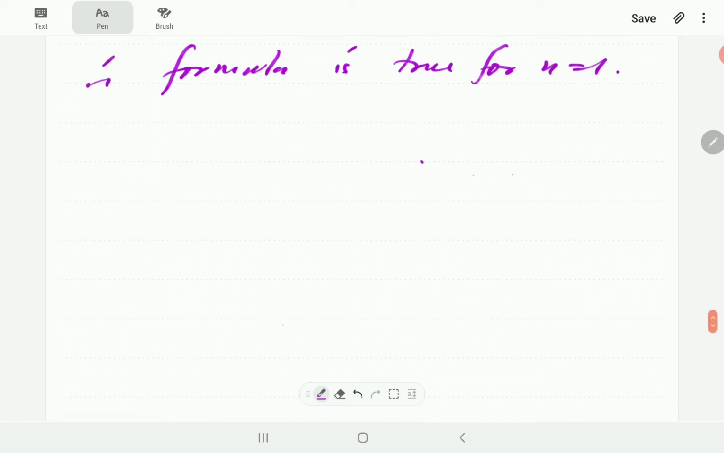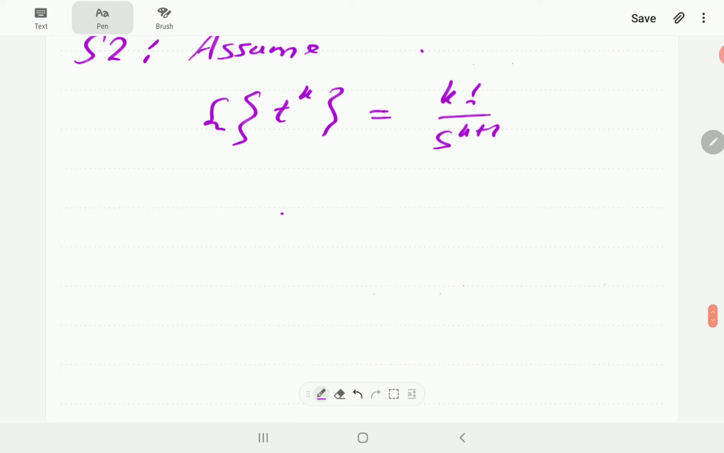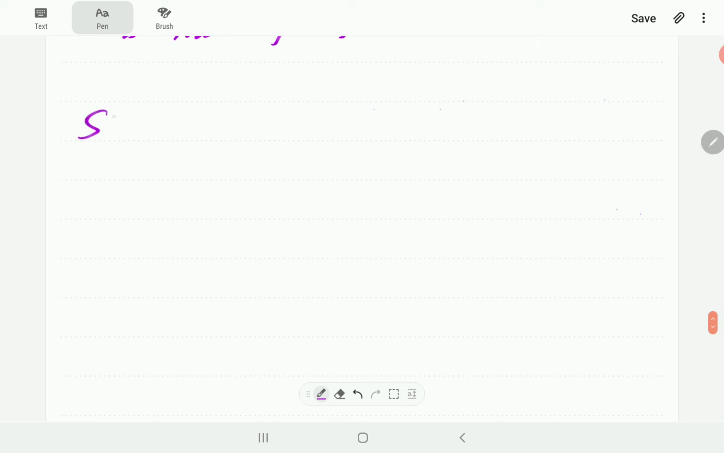Then in step number 2, we assume that the formula is true for n equals k. So the Laplace transform of t to the power k is going to be k factorial over s to the power k plus 1. So we'll assume that this is true for some value of n equals k, where k is also a positive integer.